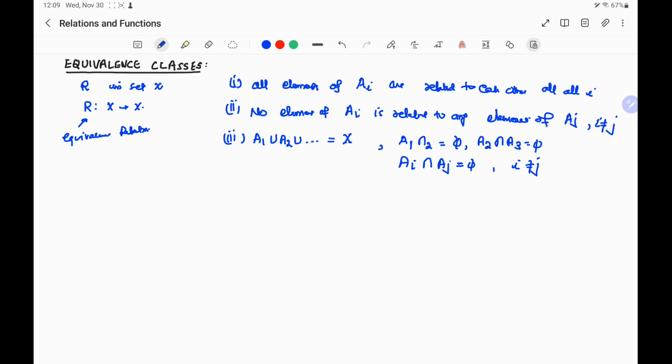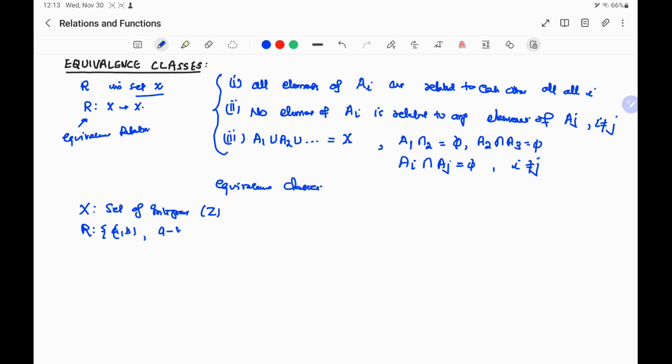So subsets of the set X which satisfy these three properties will be called equivalence classes. Let's take an example: we are given a set X which is the set of integers, represented by capital Z, and the relation R in the set of integers is the ordered pair (a, b) where the difference a minus b is divisible by 2.